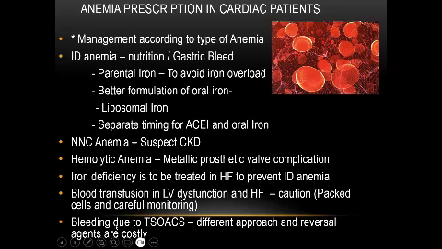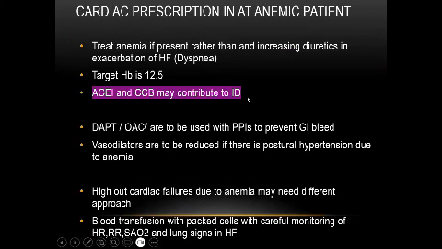And the reversal agents for the new oral anticoagulants are very costly. So treat anemia if present rather than increasing the diuretic. So how are you managing your cardiac drugs when the patient has anemia? If the patient has anemia and exaggerated heart failure, correct the anemia rather than increasing the diuretic. Your target hemoglobin in a cardiac failure patient is 12.5.